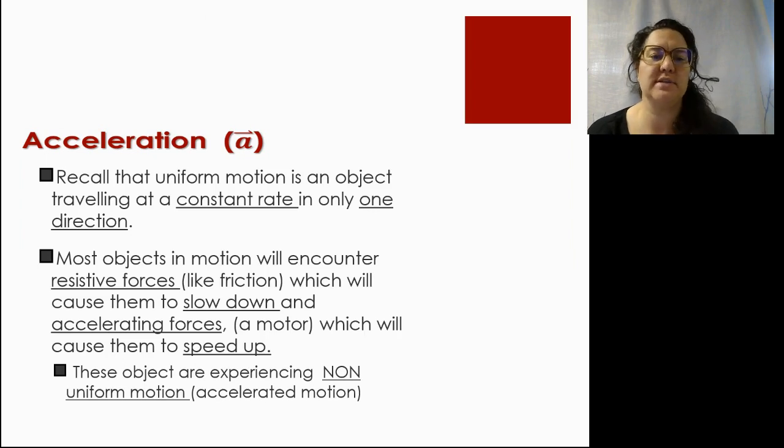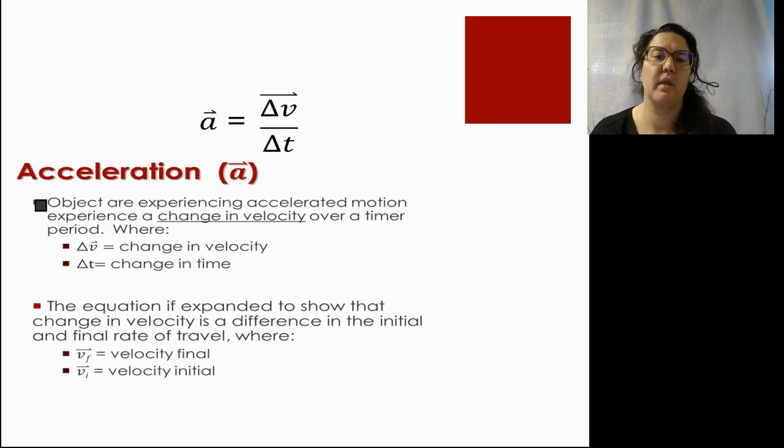So uniform motion is an object that's traveling at a constant rate in only one direction, like if you're driving on cruise control. Most objects in motion will encounter forces such as friction, which will cause them to slow down, and accelerating forces such as a motor, which will cause them to speed up. These objects are then experiencing non-uniform motion or accelerated motion.